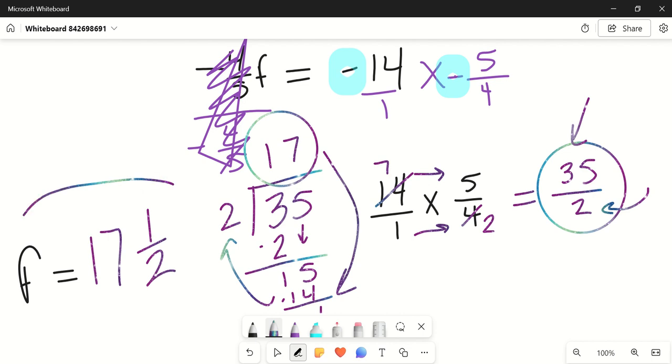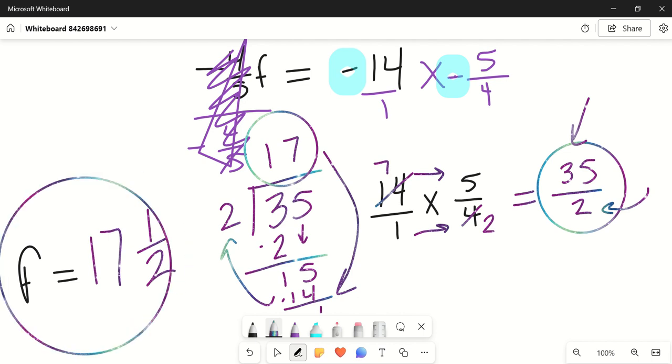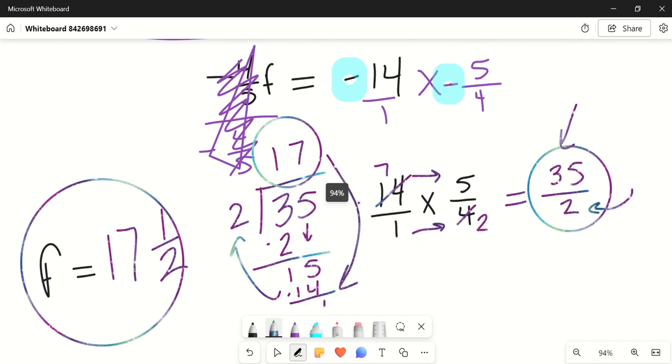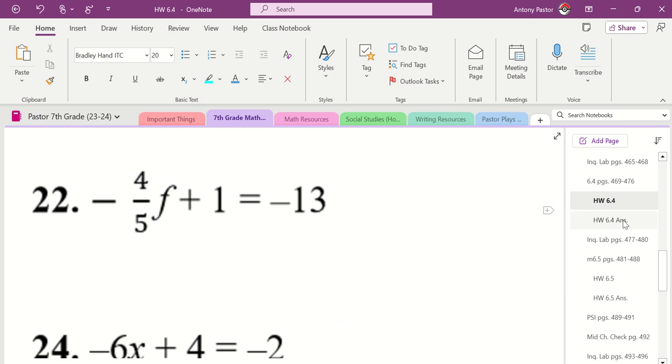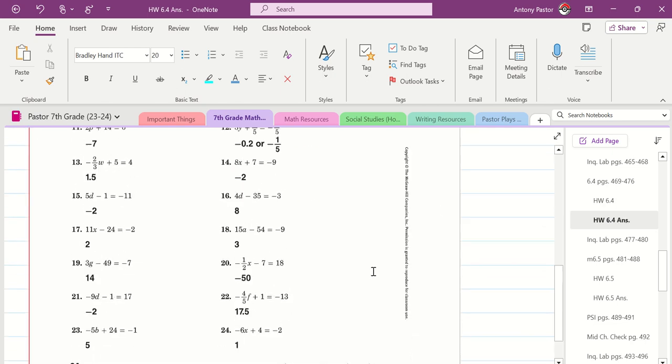And remember, it's a positive 17 and 1/2 because up here it was negative times the negative. So we keep it positive. F equals 17 and 1/2. And of course, in this one, you definitely don't want to plug that in to check your answer. If you want to, have fun doing that to see if that's what that equals. But in this case, let's just check the answer page. That was number what? 22.